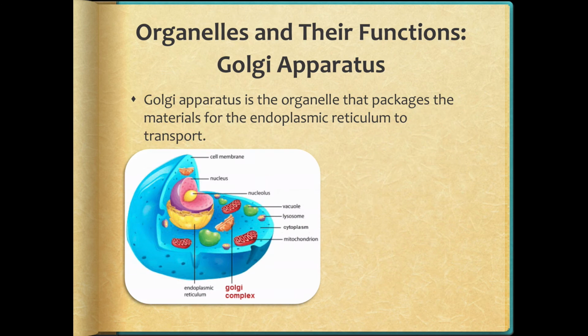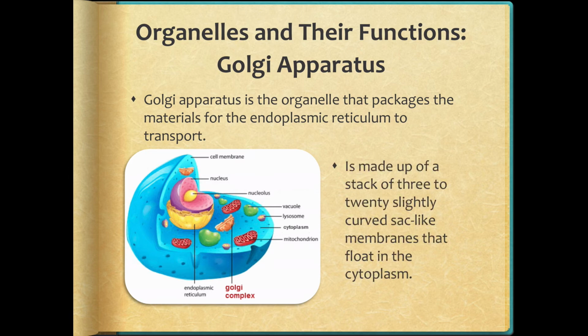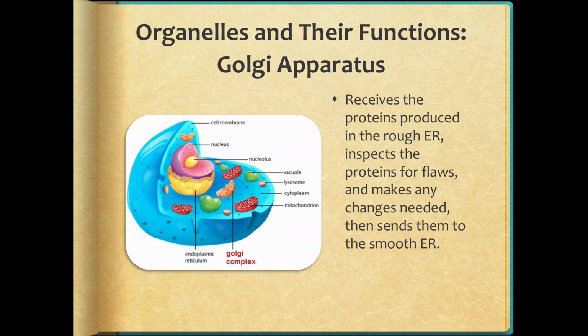The Golgi apparatus is an organelle that packages the materials that the ER makes to transport. It's made up of a stack of 3 to 20 slightly curved sac-like membranes that float in the cytoplasm. They receive the proteins produced in the rough ER, inspect the proteins for flaws, then make any changes that are needed. It then sends them to the smooth ER.